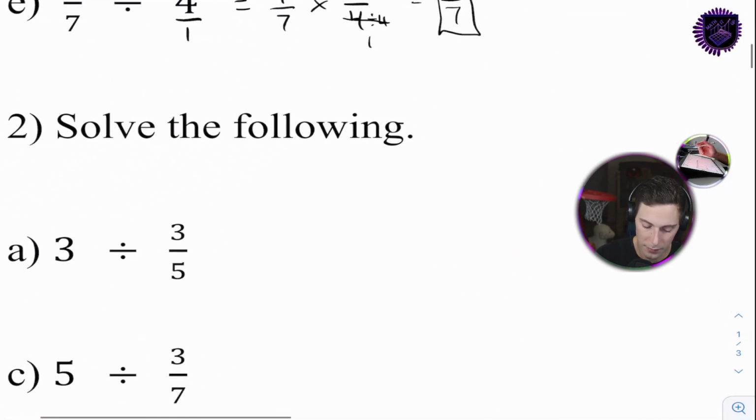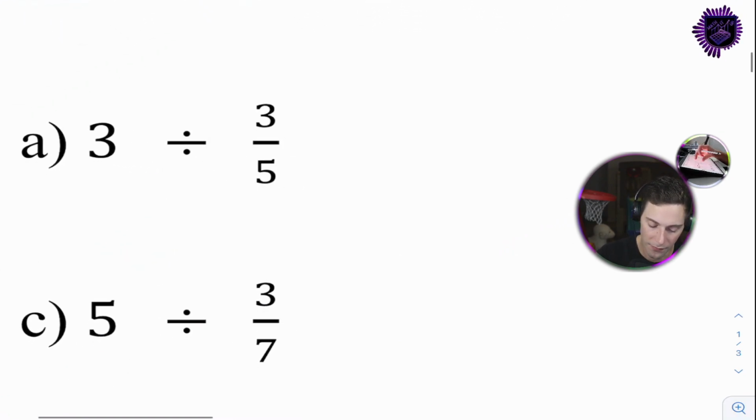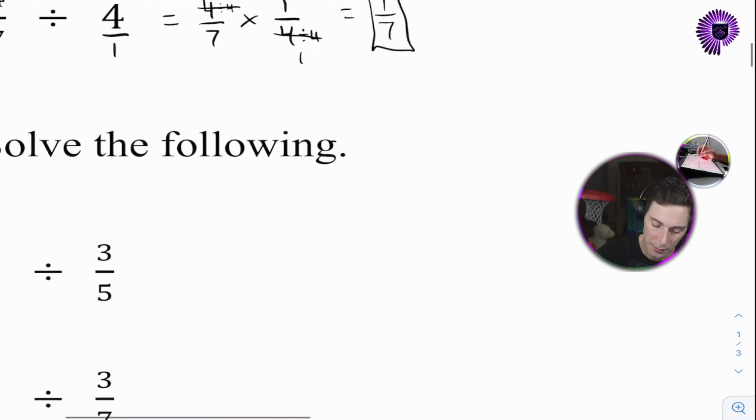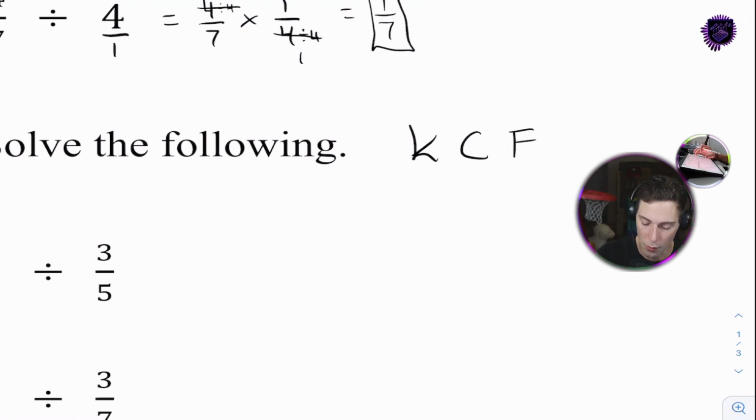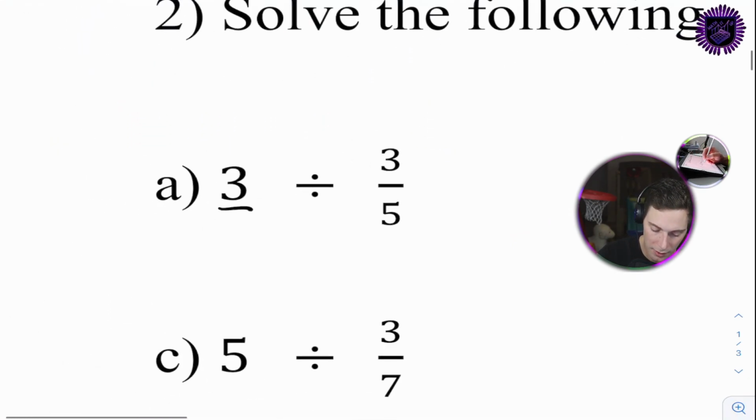Now, similar steps, only backwards, the opposite direction, because we have a whole number divided by a fraction. Remember, we're going to use our keep, change, flip over and over. Converting it to multiplying by the inverse, and then simplifying. All right, so we're going to write this as 3/1, and we're going to keep it like that. And this is going to equal 3/1 multiplied by 5/3.